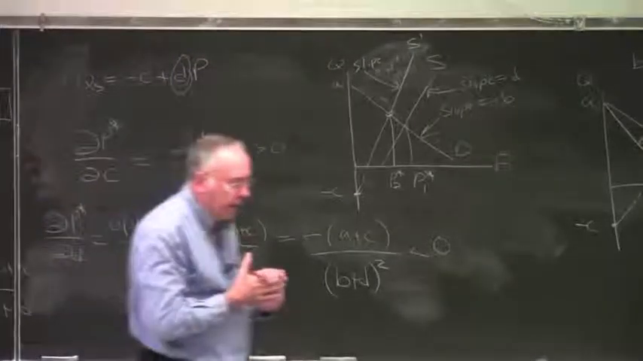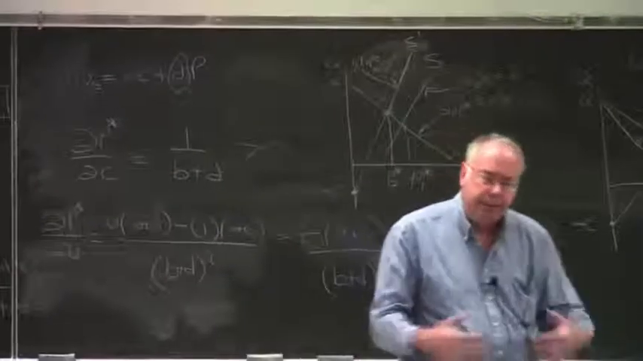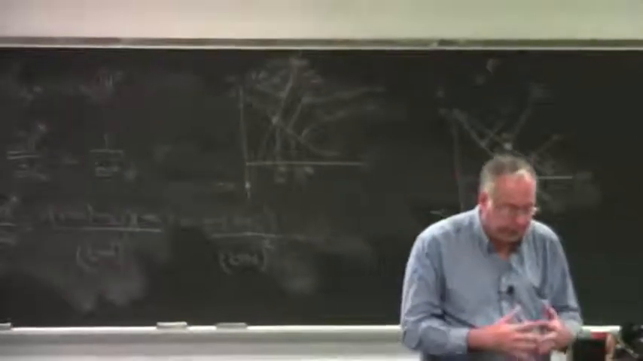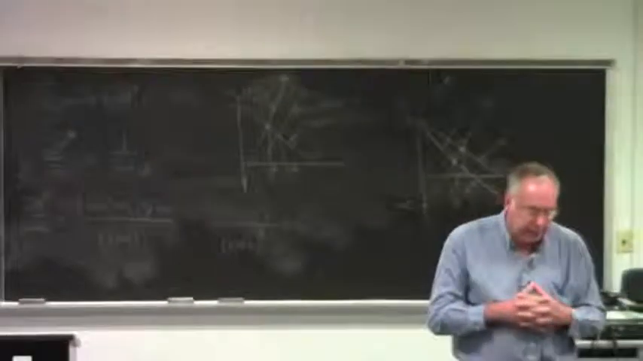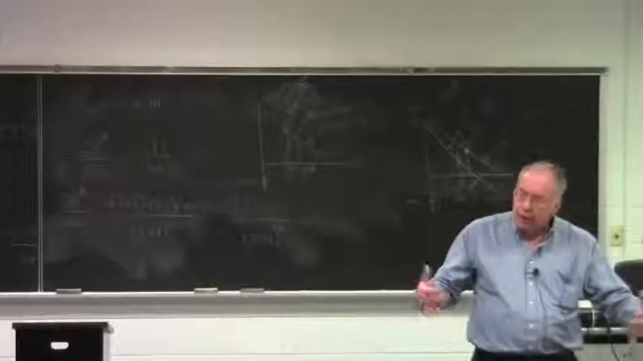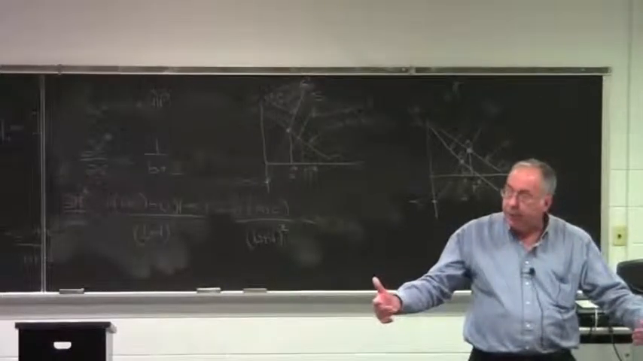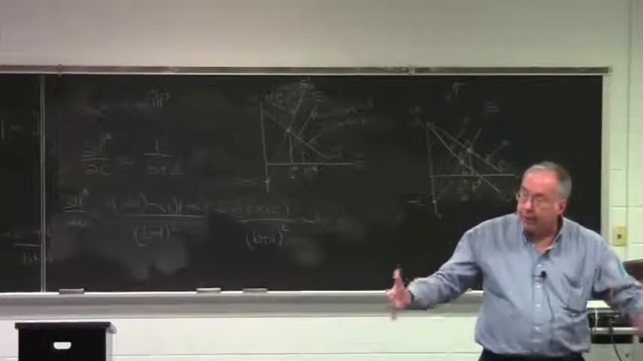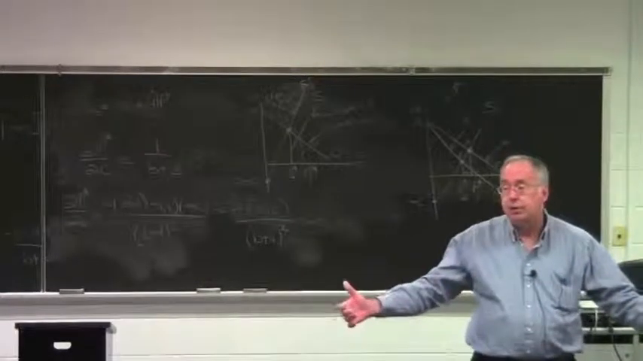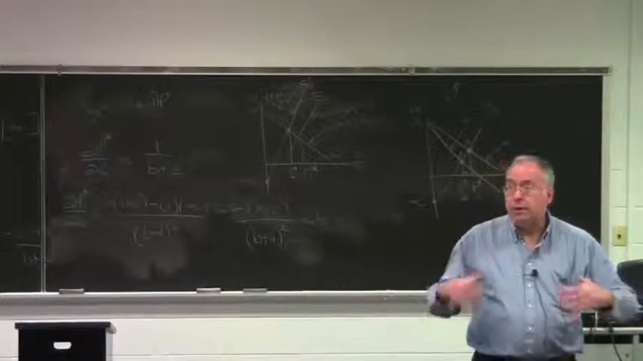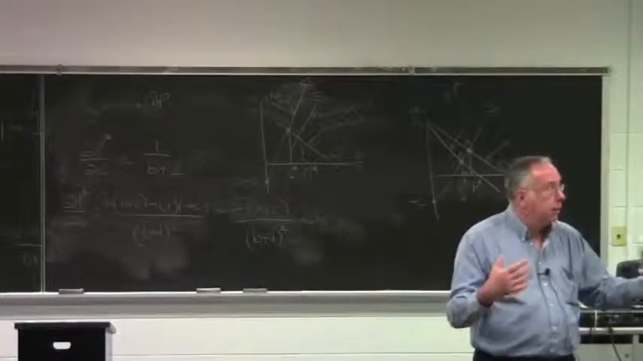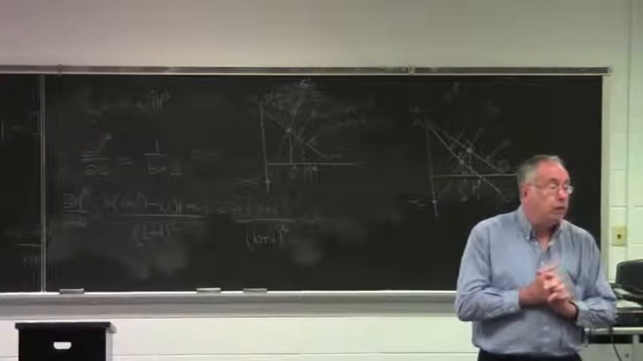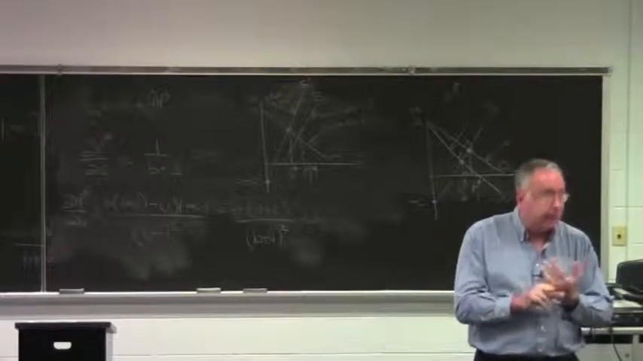Now, everybody understand that? It's simple comparative static analysis. How does one of your endogenous variables, the equilibrium value of that endogenous variable, change as one of the parameters or exogenous variables in your model changes? The simplest way to do this is to use partial differentiation and then sign your partial derivatives.